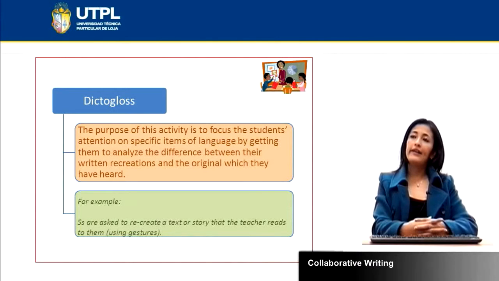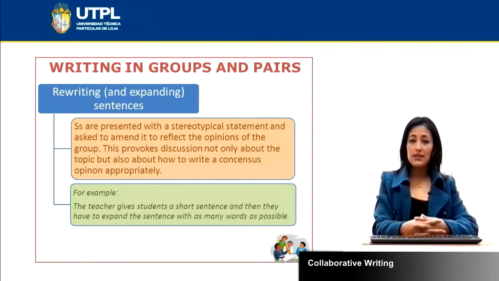So the other one is writing in groups and pairs. In this case, the activity is rewriting and expanding sentences. Students are presented with a stereotypical statement and asked to amend it to reflect the opinions of the group. This activity provokes discussion not only about the topic but also about how to write a consensus opinion appropriately. As an example, the teacher gives the students a shared sentence, and then they have to expand the sentence with as many words as possible.